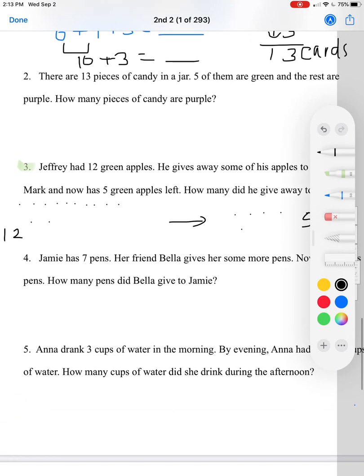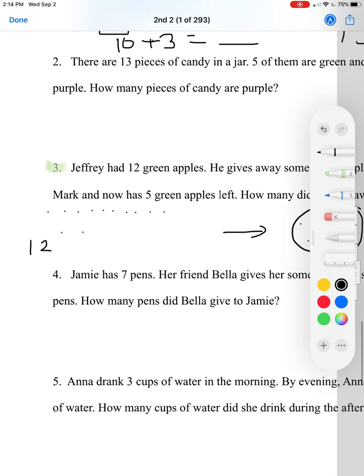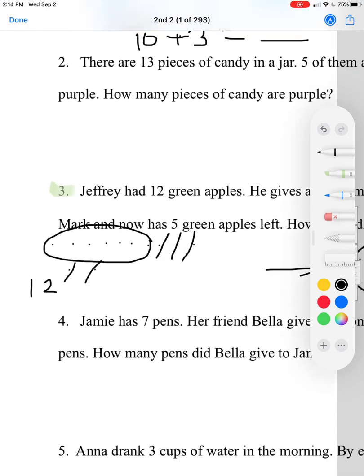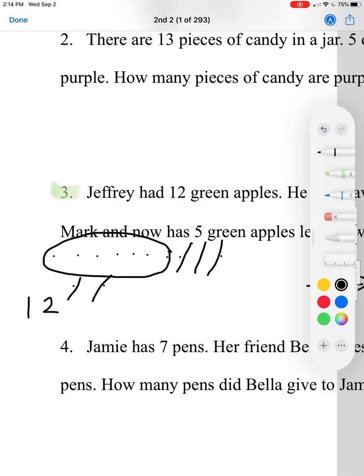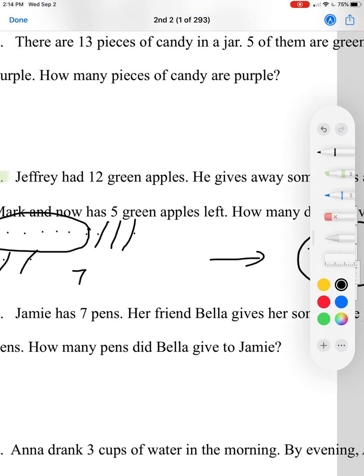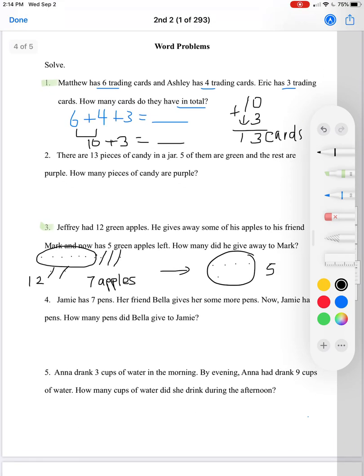So let's take away this quantity of 5 from his 12 to see how much he gave away to Mark. 1, 2, 3, 4, 5. He has this amount of apples. That's how much he gave away to Mark. So let's count. 1, 2, 3, 4, 5, 6, 7. So we know that Jeffrey gave away 7 green apples. That's the answer. 7 apples.